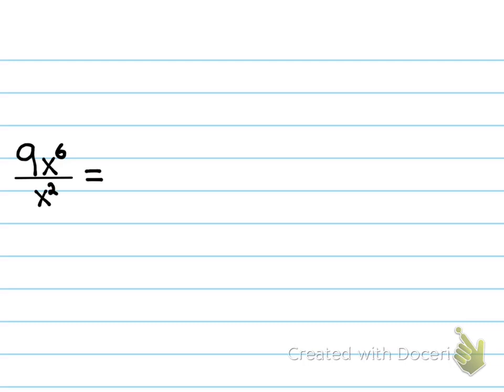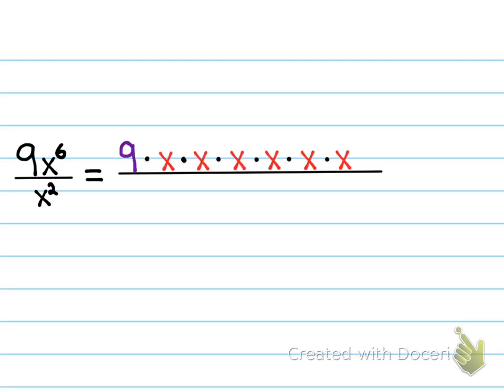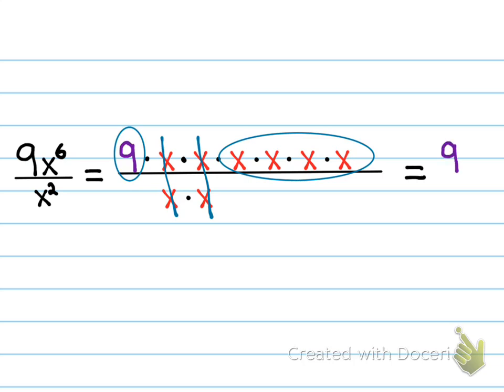Okay, so we're going to do the same thing here. I've got 9x to the 6th power in the numerator position, so that's just 9, and then x times itself 6 times. And then an x squared at the bottom, that means I've got 2 of them. I'm going to cancel out top and bottom, and I look at what's left. I've got x to the 4th power. I've got 9, so my final answer is 9x to the 4th power.